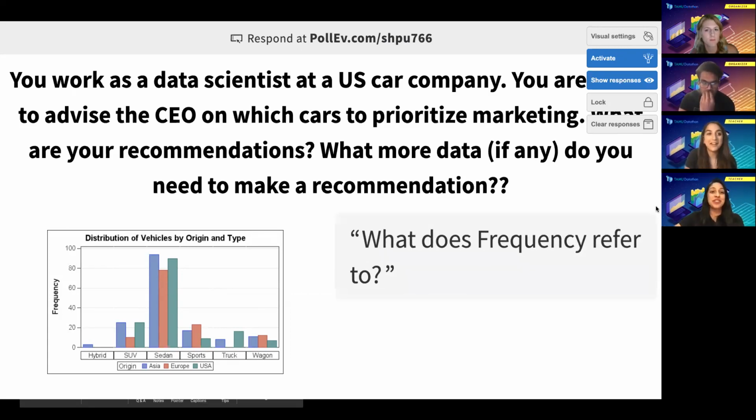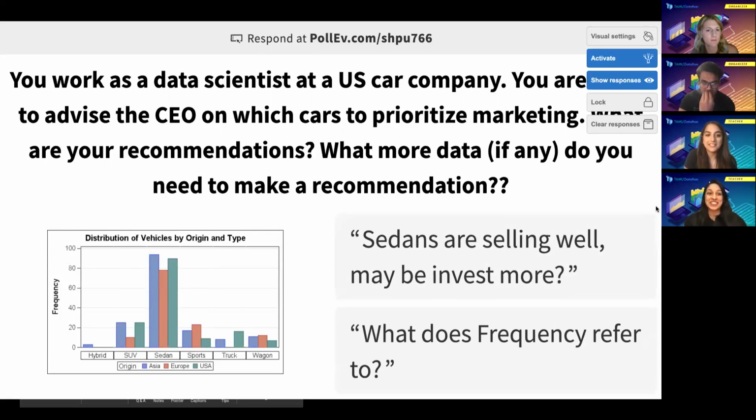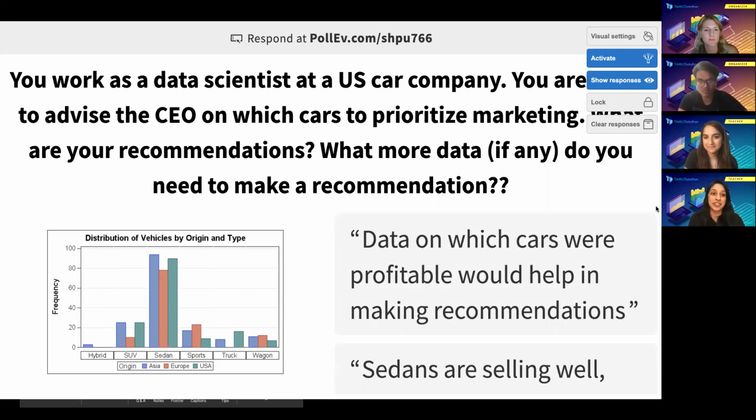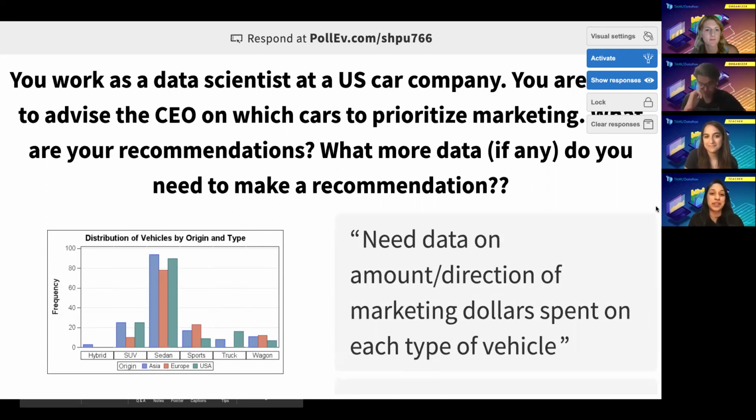Yeah. What does frequency refer to? That's a great question, because it could mean a lot of things in this context. Yeah. And yeah, sedans are selling well, maybe investing more. I guess another question is, is this even sales? We don't know what frequency refers to, like we said before. It could be even like trashed cars, cars that aren't being sold.